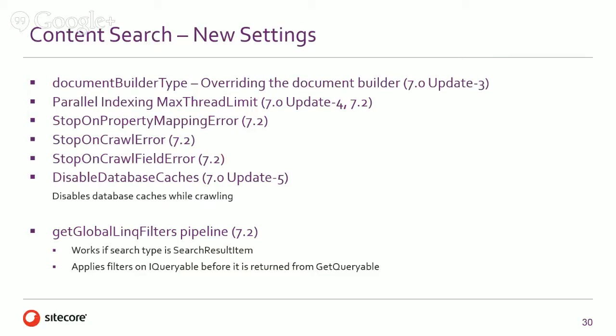And lastly, we have a switch for disabling database caches while indexing as well. And we have one new pipeline, a global filter pipeline that is applied on the IQueryable. So when you call getQueryable, it's being passed through this pipeline before it's returned. And here you can do the normal filtering, and that of course applies to all queries if you implement this. So be careful about it.